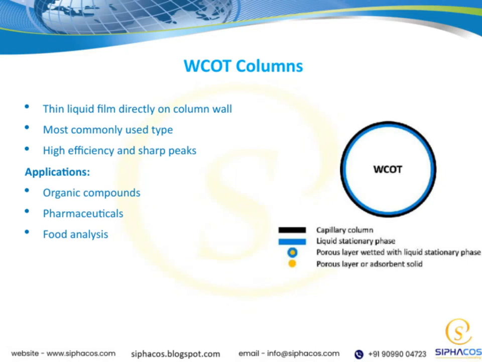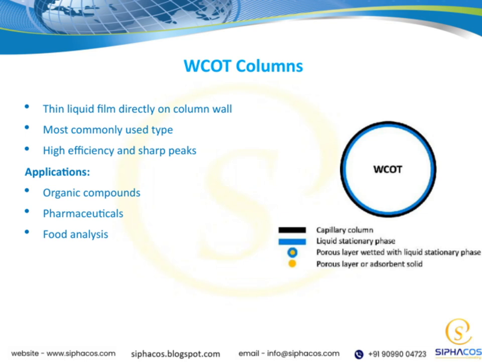Let's take a closer look at the WCOT columns. These columns feature a thin liquid film that is directly on the column wall, which is a key characteristic. They are actually the most commonly used type of columns in chromatography. One of their main advantages is their high efficiency, which allows for sharp peaks in the separation process. This means you can distinguish between compounds more clearly and quickly.